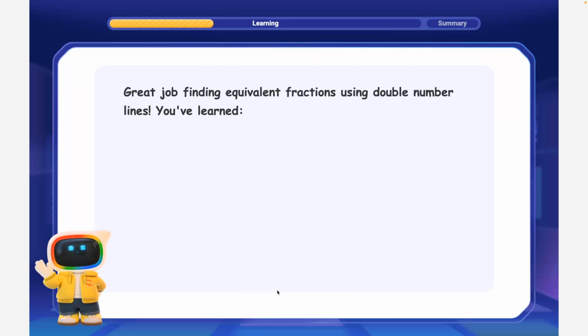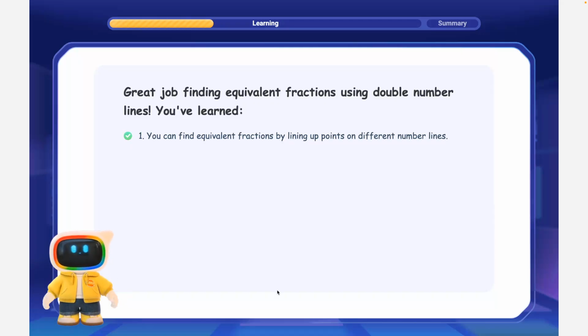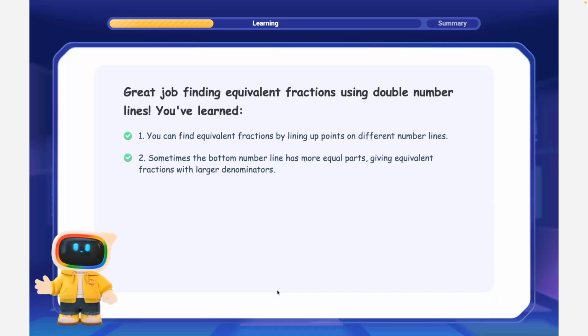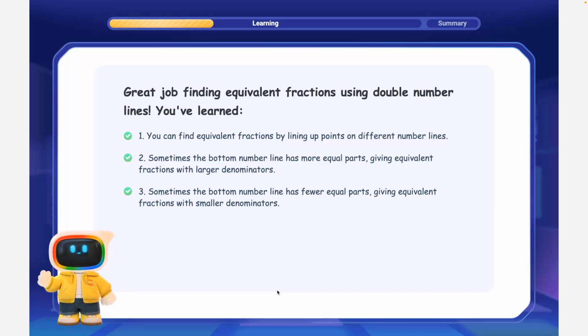Great job finding equivalent fractions using double number lines. You've learned you can find equivalent fractions by lining up points on different number lines. Sometimes the bottom number line has more equal parts, giving equivalent fractions with larger denominators. Sometimes the bottom number line has fewer equal parts, giving equivalent fractions with smaller denominators.